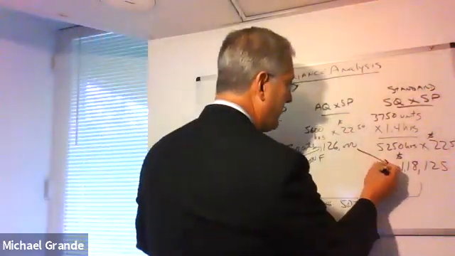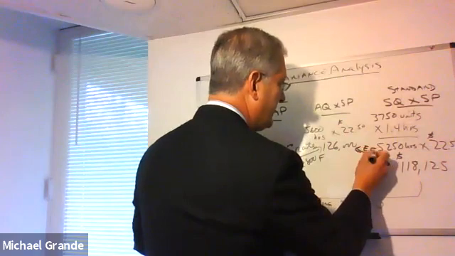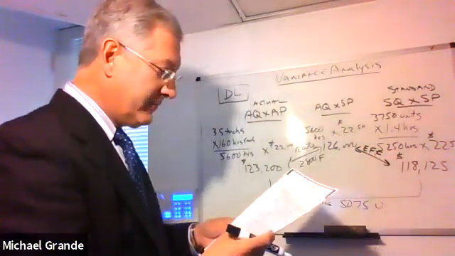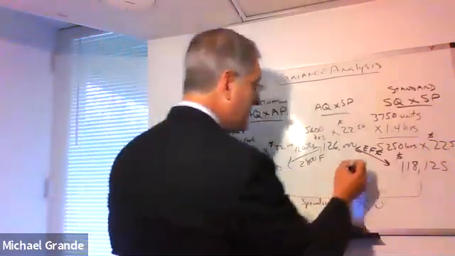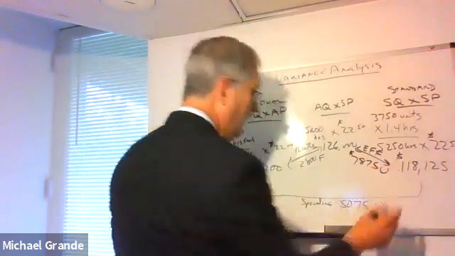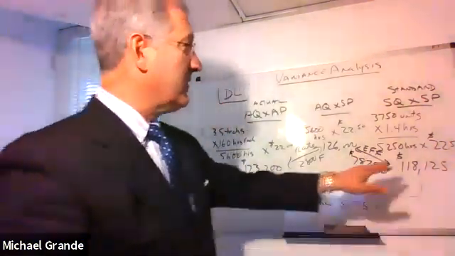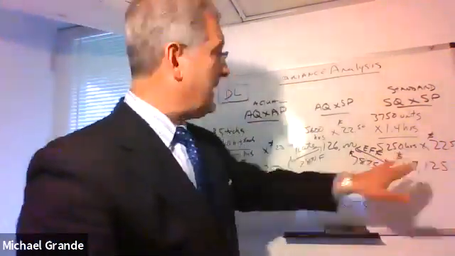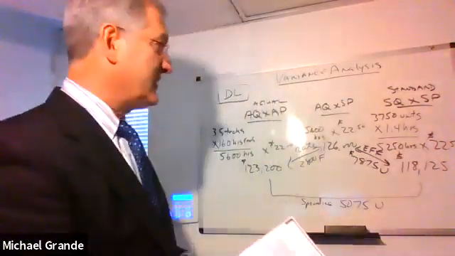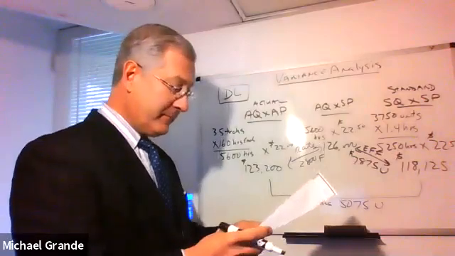The difference between these two numbers is our efficiency variance, and that works out to be 7,875 unfavorable. Why is it unfavorable? They should have used 5,250 hours. They actually used 5,600 hours. They were not efficient, hence unfavorable.